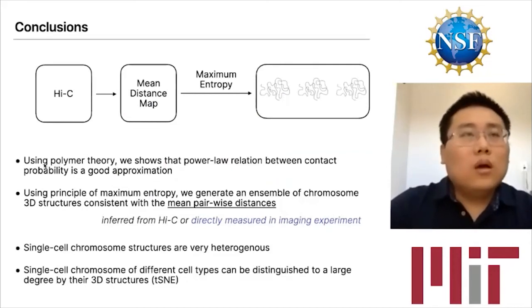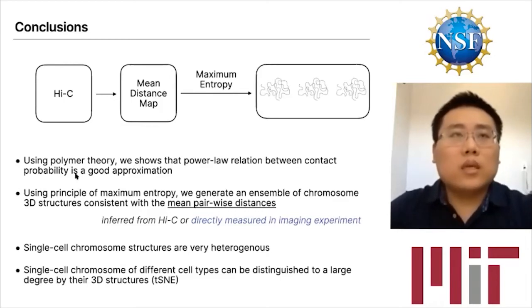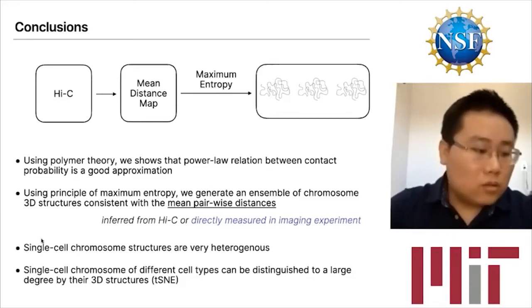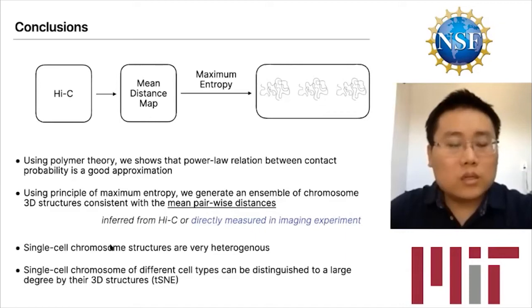To conclude, we use polymer theory to show that the power law relation between contact probability and pairwise distance is a good approximation. And using the principle of maximum entropy, we can generate an ensemble of chromosome structures consistent with the mean pairwise distance. In this work, we directly infer this mean pairwise distance from the Hi-C data. However, if we have a direct measurement of this pairwise distance, such as from imaging experiments, we can apply our method to that as well. We also show that single-cell chromosome structures are very heterogeneous.